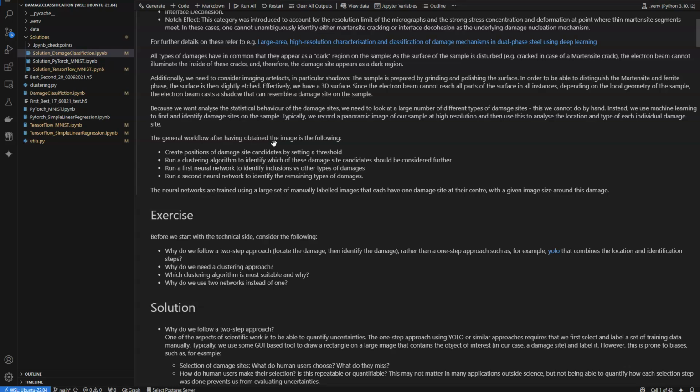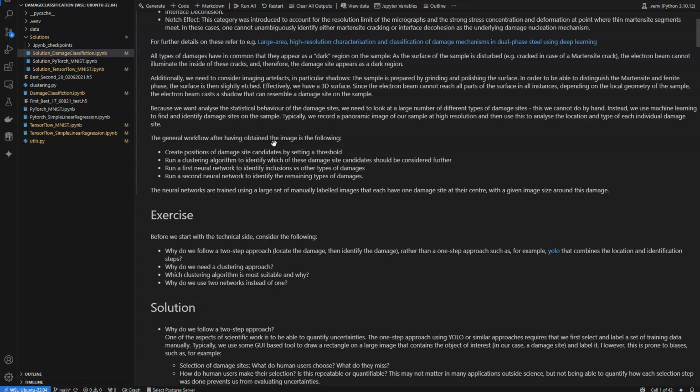And these neural networks are trained using a large data set of manually labeled images, where experts have spent a lot of time creating these labels for each image and curating the data set. And the data set is such that for training, we always place the damage site in the middle and then have an image around it.